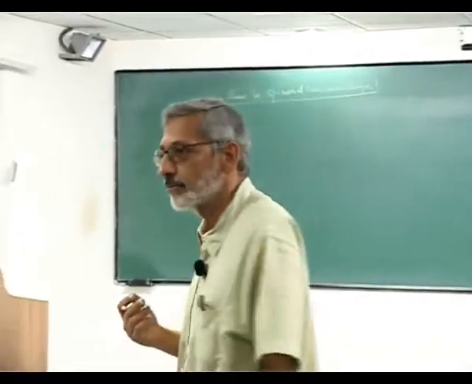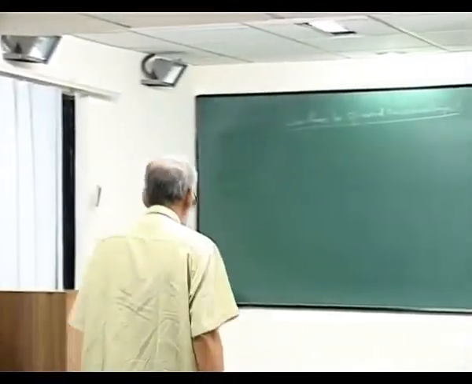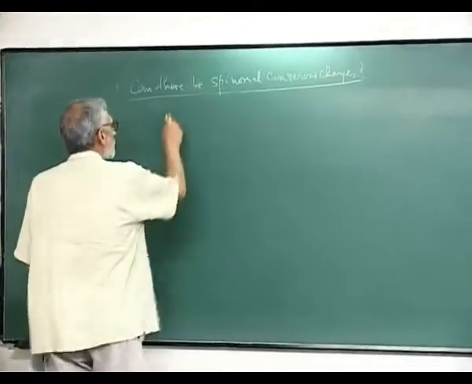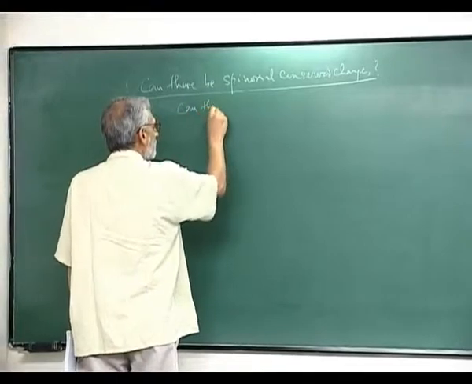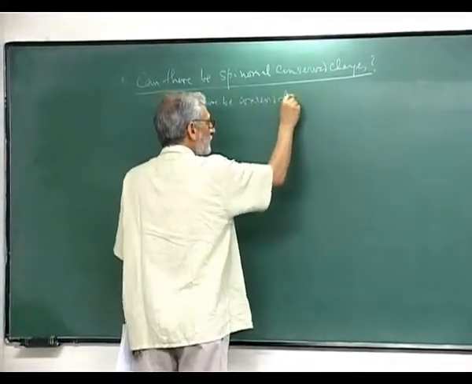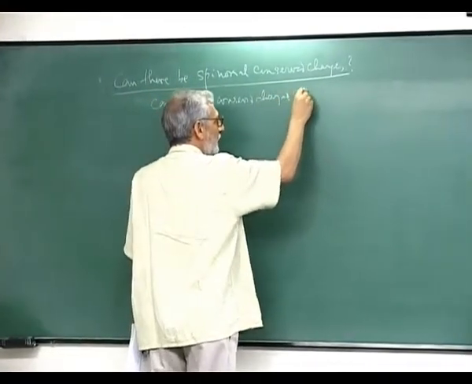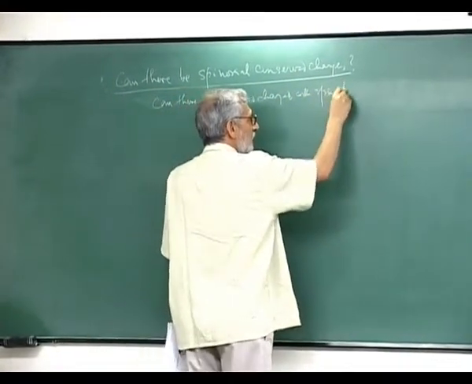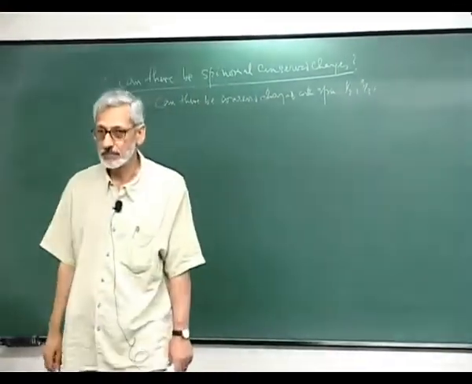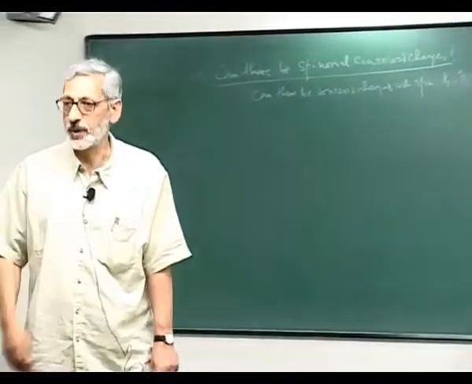Can we have spin half, spin 3 half, and those would be spinorial charges? Can we have conserved spinorial charges? Which means, can there be conserved charges with spin 1 half or 3 half or 5 half, spin 0 or spin 1 we know.